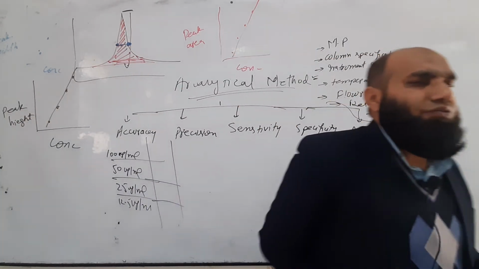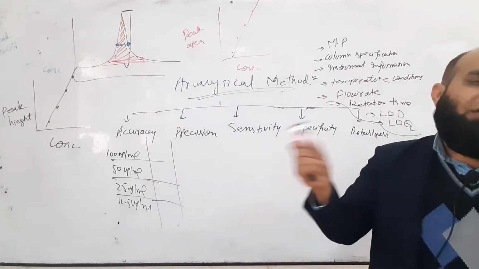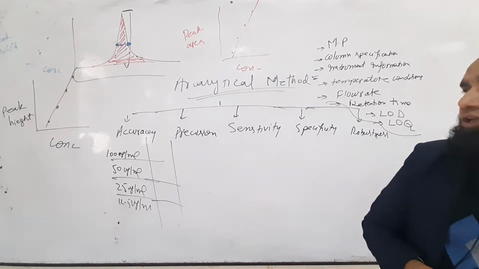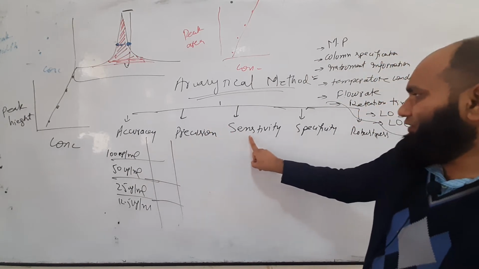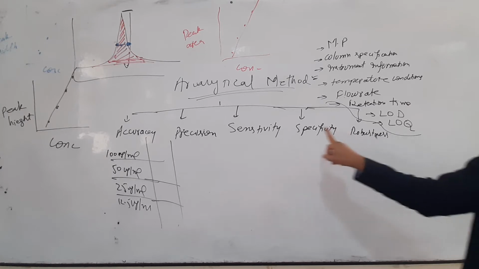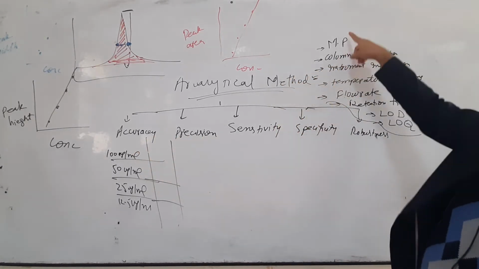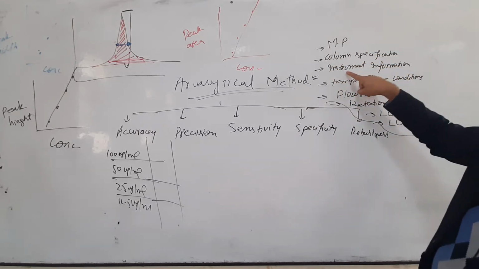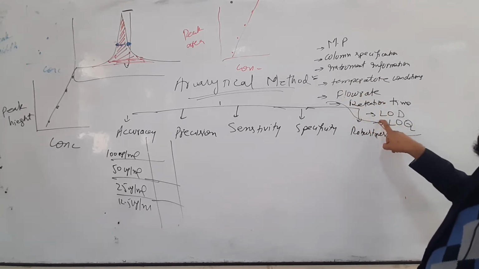Okay, what are we studying today? We are using the analytical method. We are using the validated analytical method. And the validation of the analytical method is possible by using the concept of accuracy, precision, sensitivity, specificity, and robustness. The question is, to what do we have to apply all these parameters? We will apply them to these techniques.